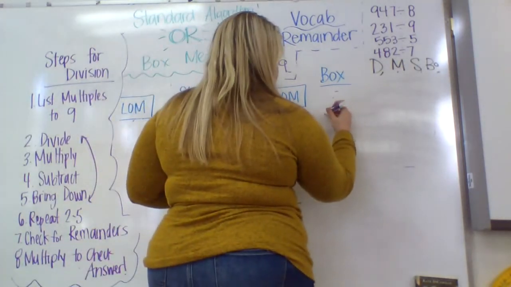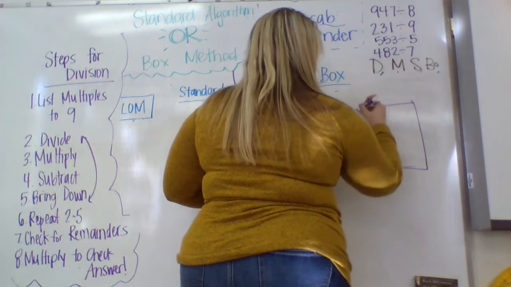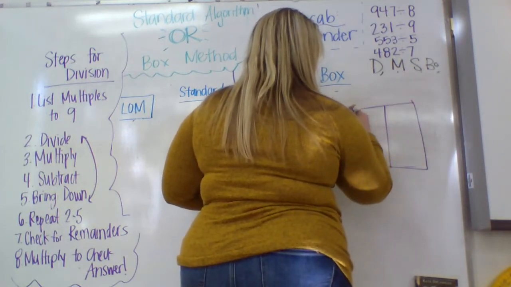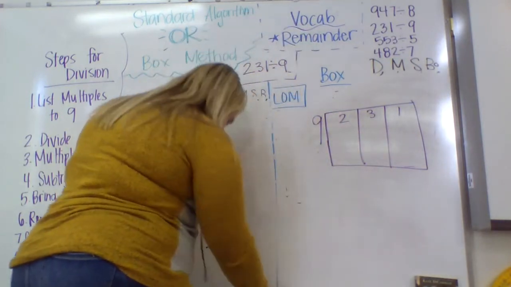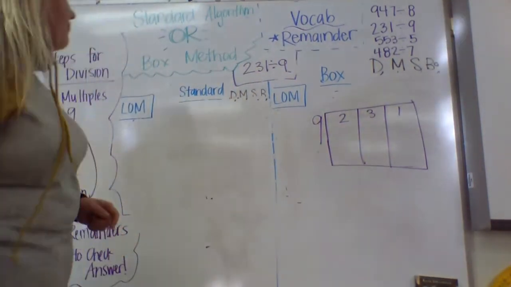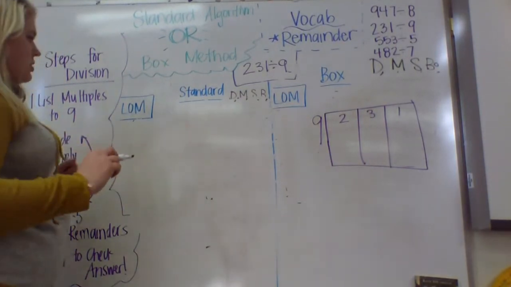Go ahead and draw my box. 231 divided by 9. Don't forget to list your multiples. Okay. So pause it. Come back when you're finished.